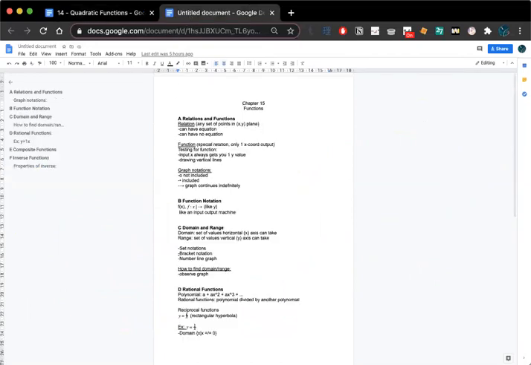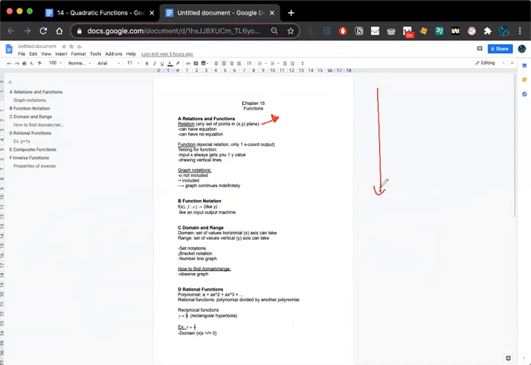And then next up, we're finally going into chapter 15. In chapter 15, we're focusing on functions. Before we learn functions, we need to know some basic terms relating to functions. The first one would be relation. A relation is any set of points in the xy plane.